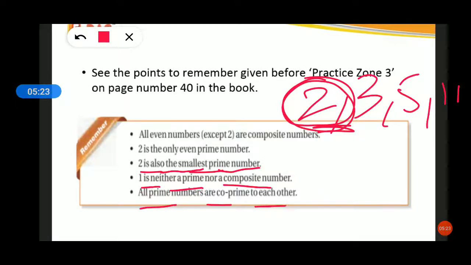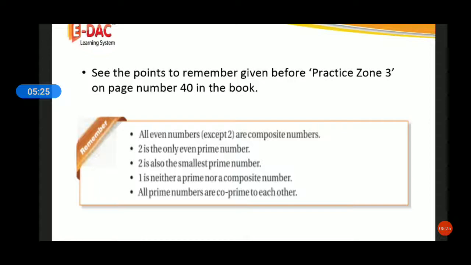All prime numbers are co-prime to each other. Understood, students? Because they have a common factor 1. Every number is divisible by 1, so it is a co-prime number.